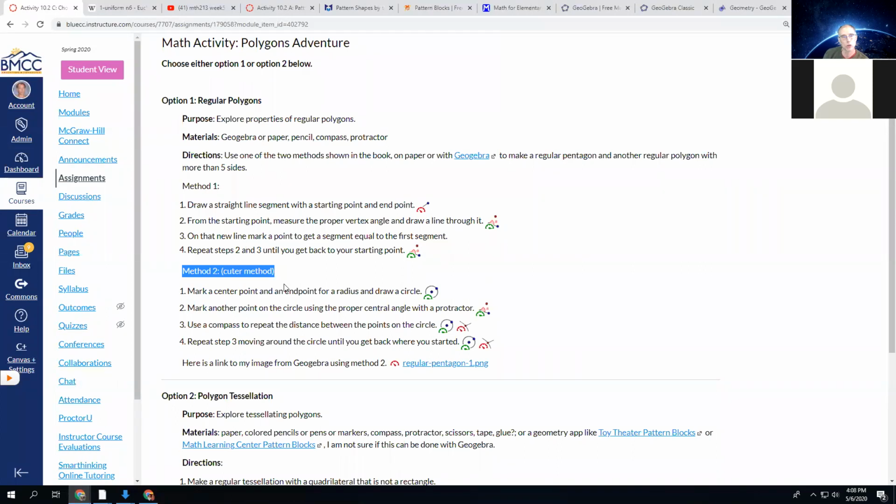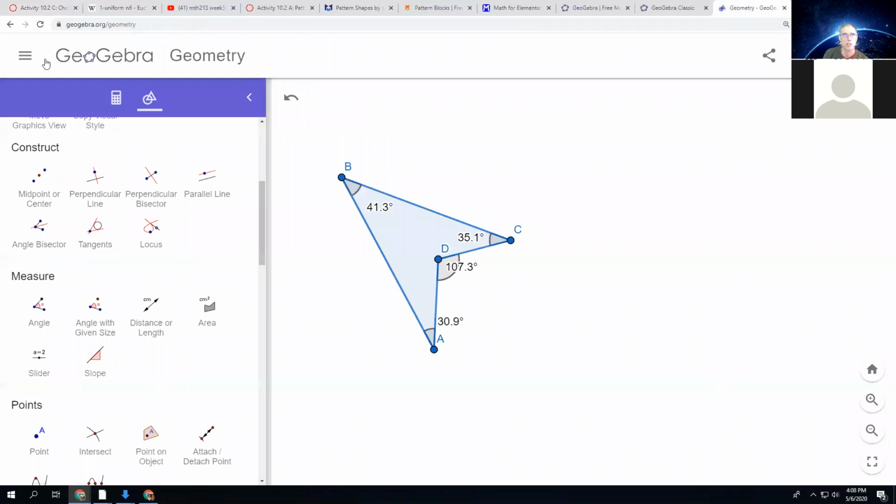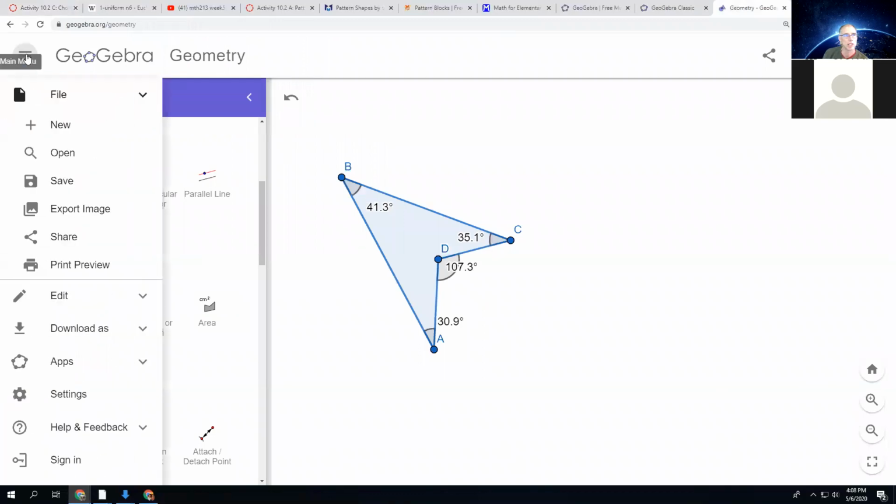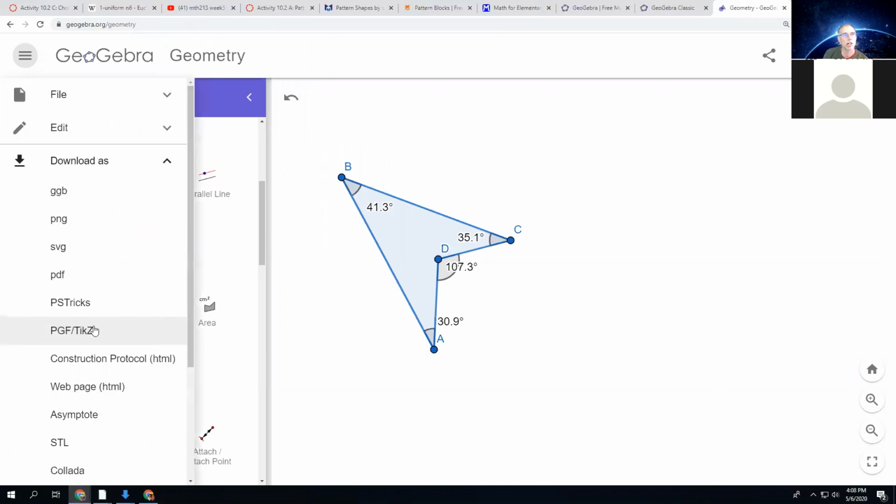And I'm going to show you why. So it says mark a center point and an endpoint for a radius. Okay, so I'm going to split my screen and do this. Let's get GeoGebra. And if you want to, by the way, you can download this file if you did something in GeoGebra. And then you could either send me a GGB file, which means I can upload it into GeoGebra to see it. Otherwise, you could send me a PNG, SVG, or PDF. So I recommend using one of these top choices to send me the file.